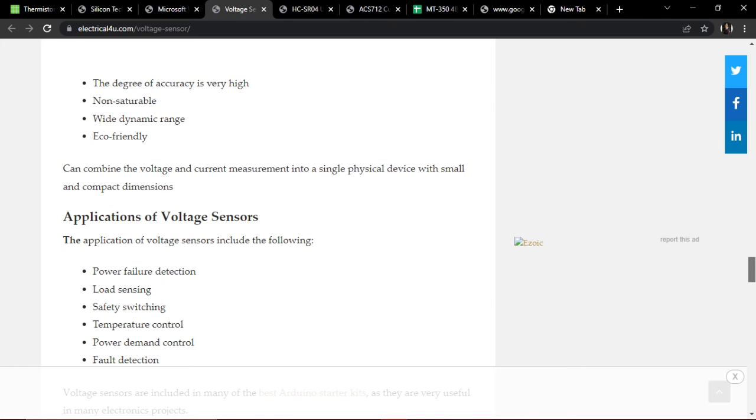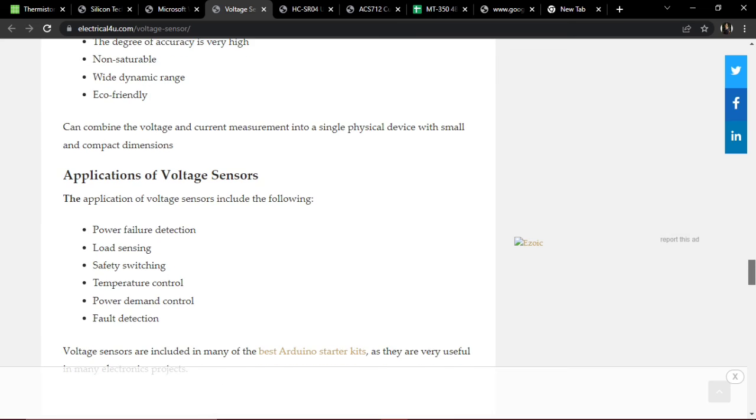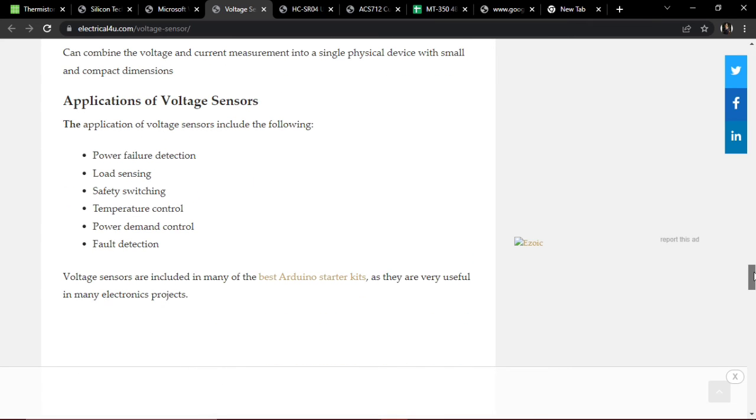Application of voltage sensor. The applications of voltage sensor include the following: power failure detection, load sensing, safety switching, temperature control, power demand control, and fault detection.